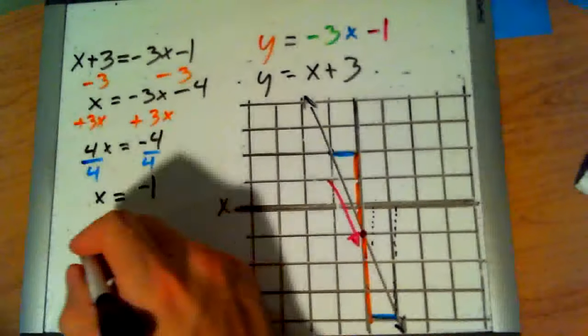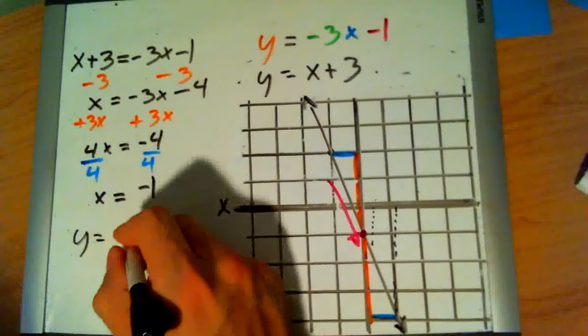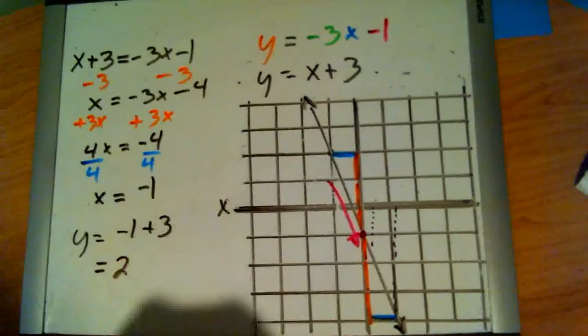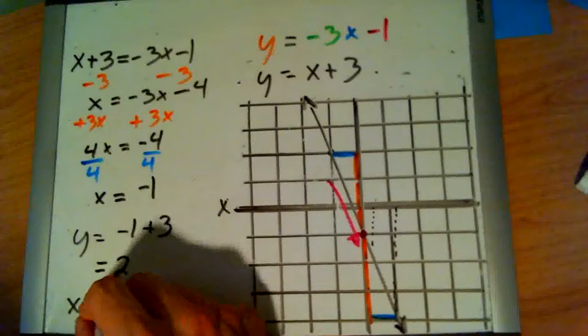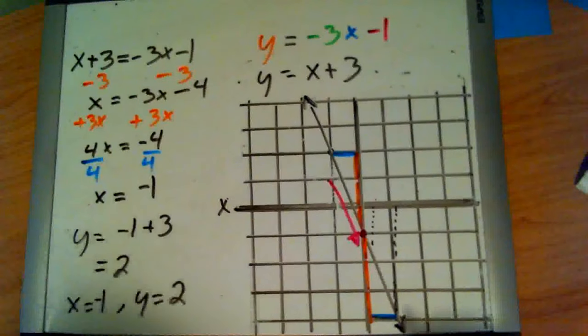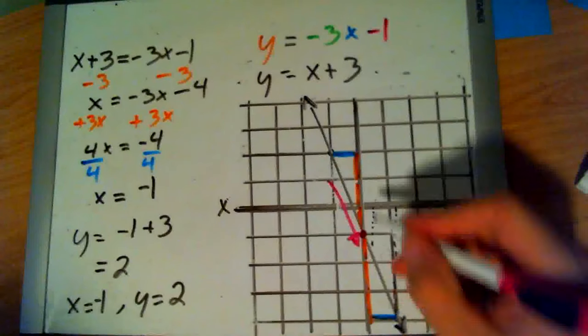So we have an x value of -1, and we're going to plug that into our second equation. y equals -1 plus 3 equals 2. So we found x equals -1, y equals 2.